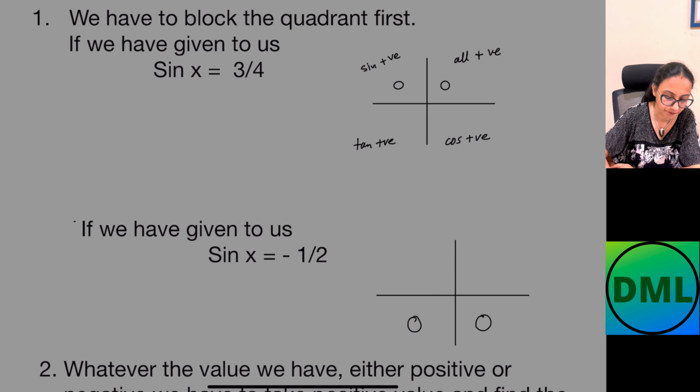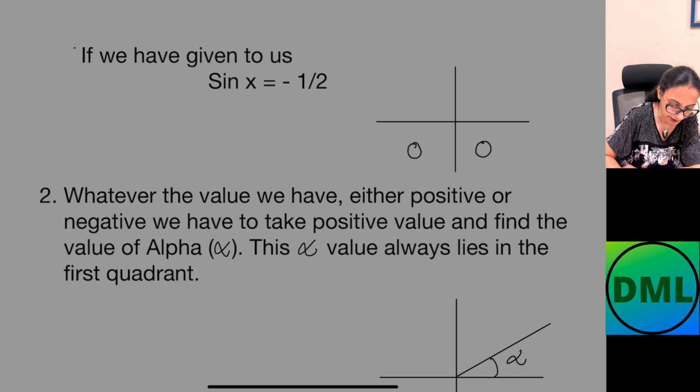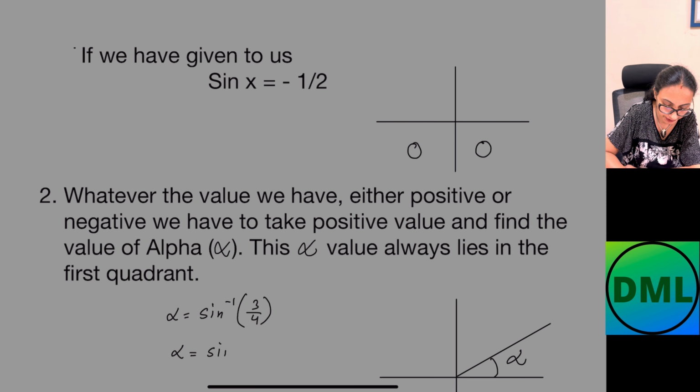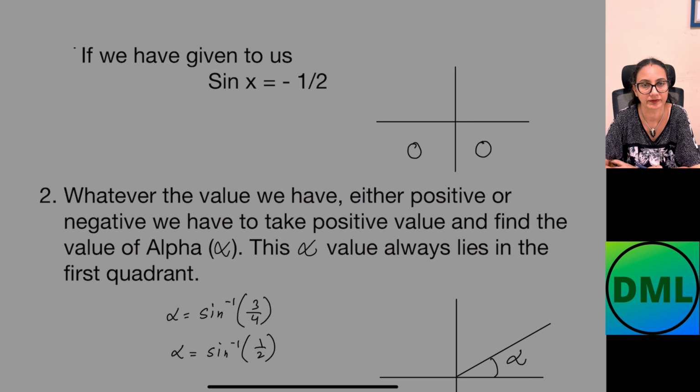The basic angle alpha in this case will be given by sine inverse of 3 by 4, the positive value we have to take. In the second case, when we have sin x is equal to negative half, in that case also to find the basic angle alpha, the value for alpha will be given by sine inverse of positive half. You will not take the negative half as a value. Always take the positive value to get the value for alpha, which lies in the first quadrant.